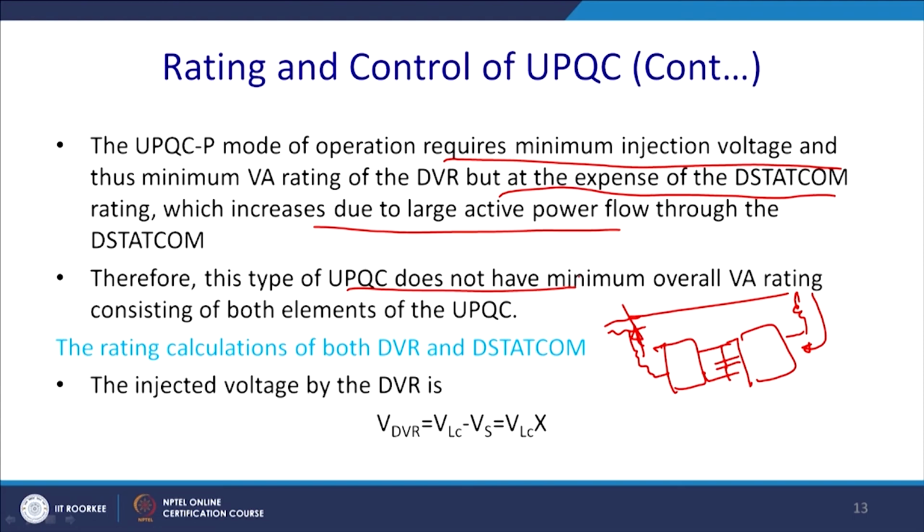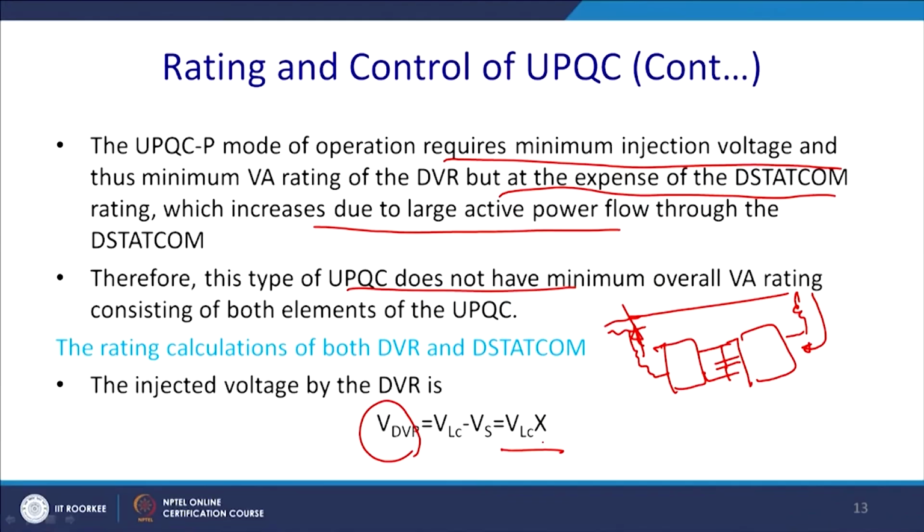The rating calculation of the DVR and the STATCOM can be done as follows. DVR rating will be (VL minus VS), that is VL into x. You have to design for how much sag occurs in that particular place, 40% sag, 30% sag or something like that, or in the same way the swell. Generally, you have overvoltage and undervoltage relays, so accordingly you have to take care and calculate the value of x.